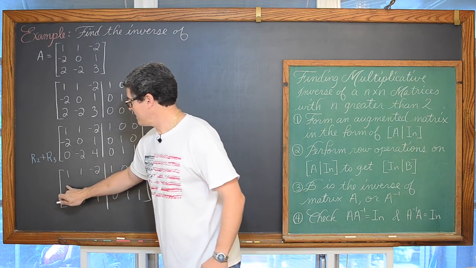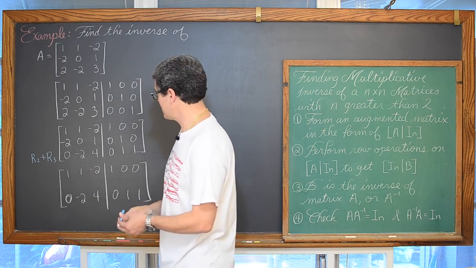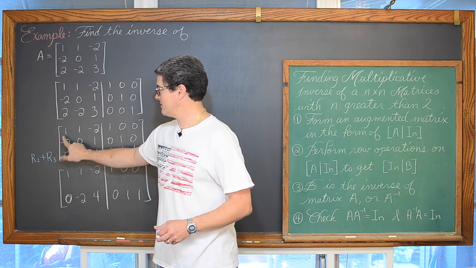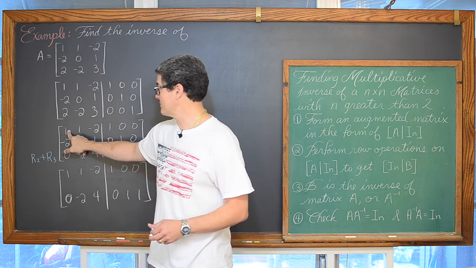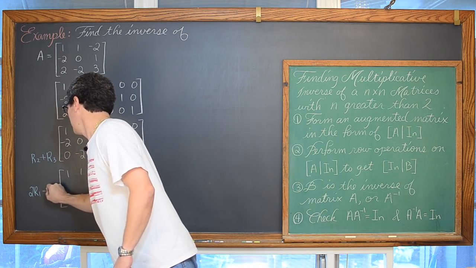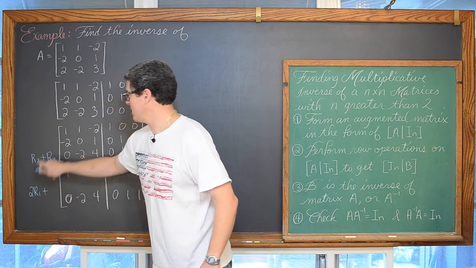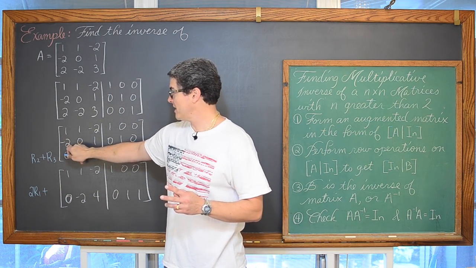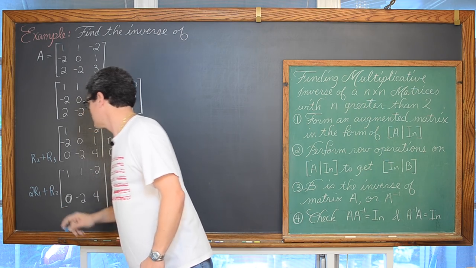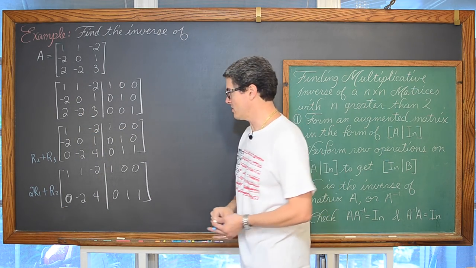And to create a 0 here, I need that, again, if that's negative 2, I want this first element to be positive 2. So I'm going to do 2 times row 1 and add that. Now 2 times row 1, again, 2 times 1 is 2, plus negative 2 is 0. So I can leave that second row alone. So I'm going to do 2 R1 plus R2.